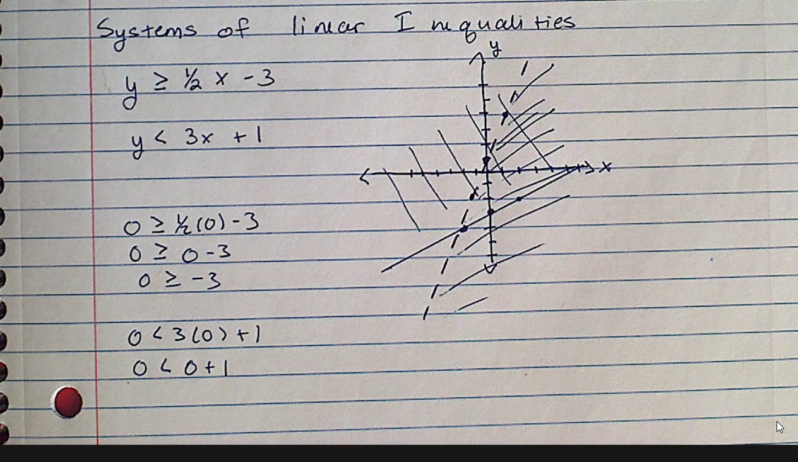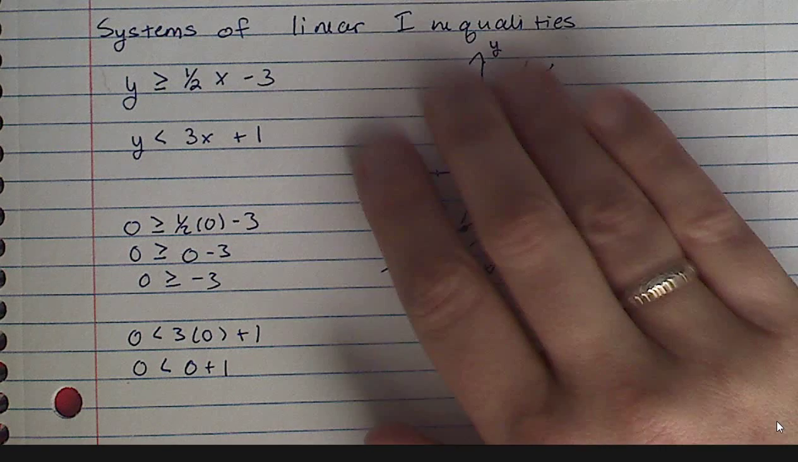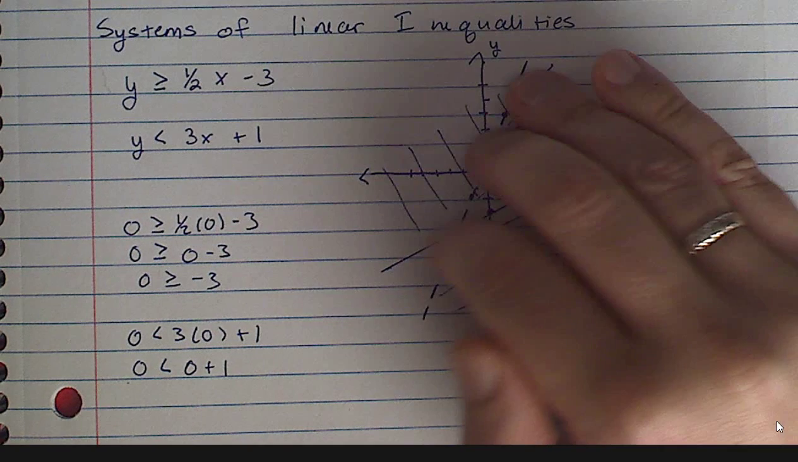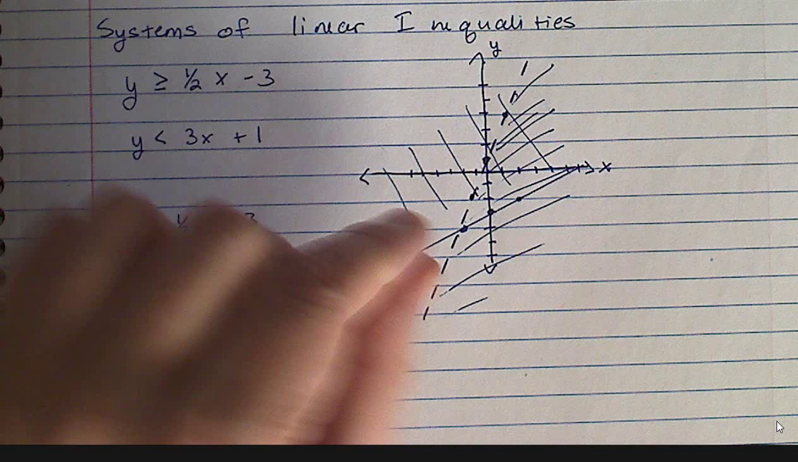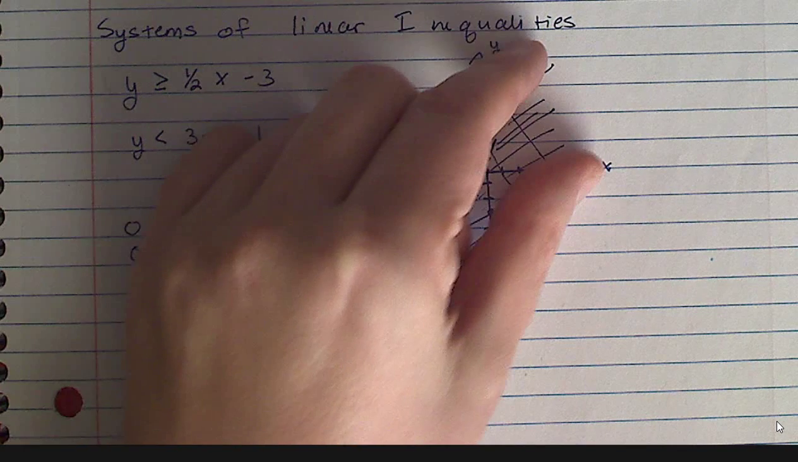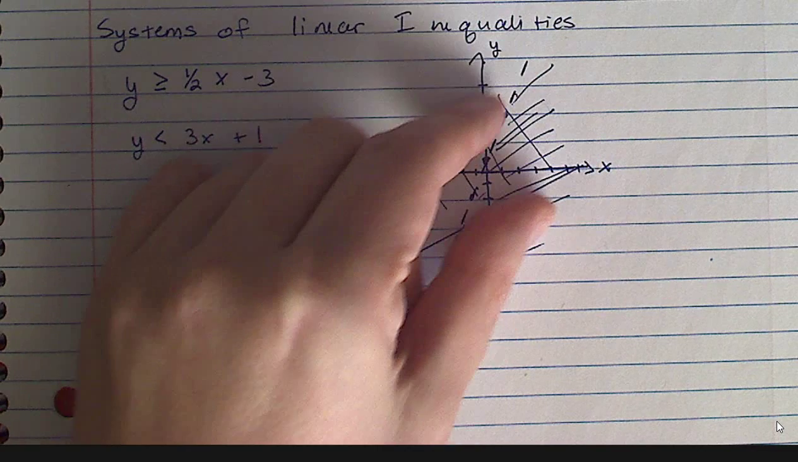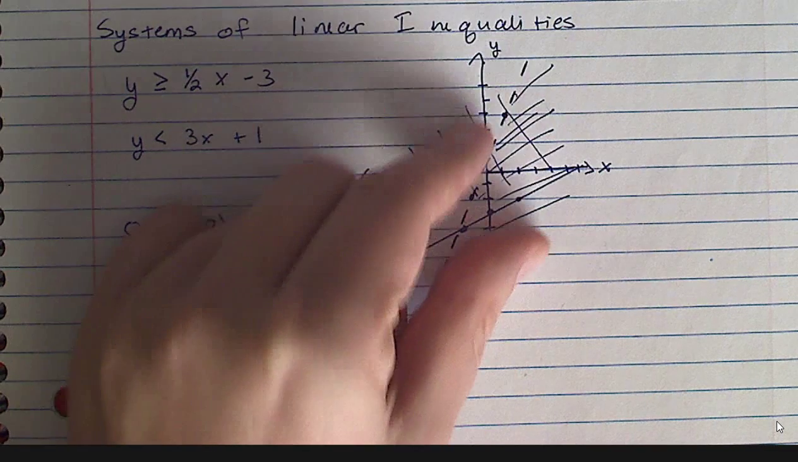Okay? So I've got the shading from this line goes up here, the shading from this line goes that way, shading from this line goes this way. Where do the two of them overlap? In this kind of pie slice area right here. Do you guys see that? So the two shadings overlap in this pie slice area right here.